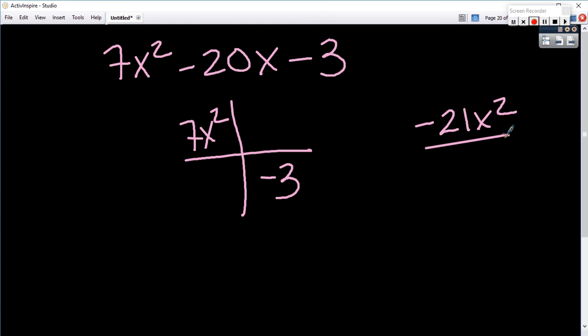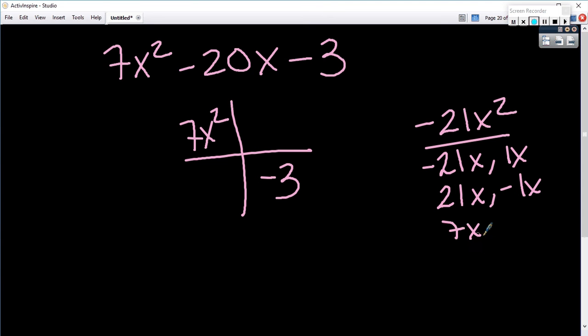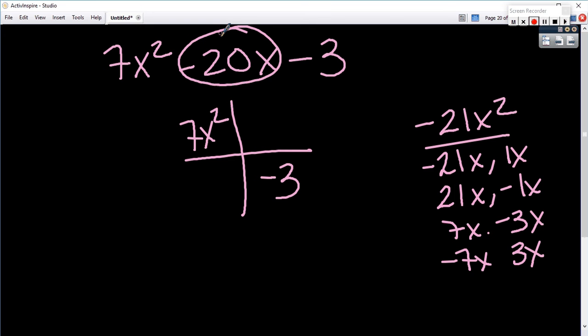Negative 1 times 20. Close. Negative 20 times 1. Negative 21 times positive 1. Yeah. All right, so mixed signs means one positive, one negative, right? And if you don't know, start listing out the factors. I got 21 and negative 1. 7 and negative 3, or negative 7 and positive 3? Is that all that multiplies to 21? Yeah. So of all those, which ones add to negative 20x?